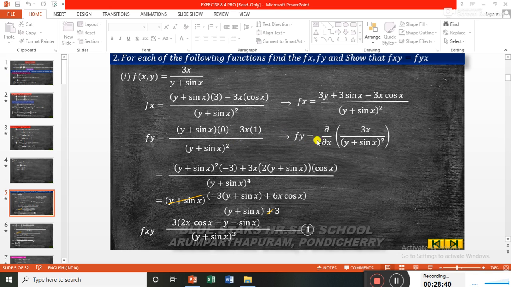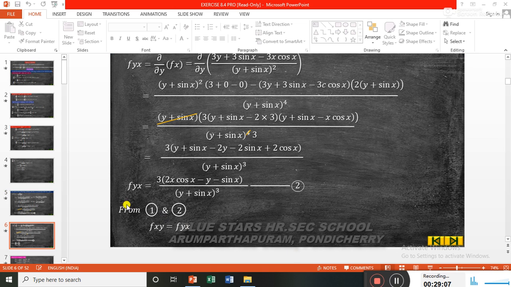In the next step, fy equals y plus sin x times 0, which is 0 into anything is 0, so minus 3x by y plus sin x whole square. This is fy. Here dou by dou x does not come. So this is fy. In the next step I calculate fyx.